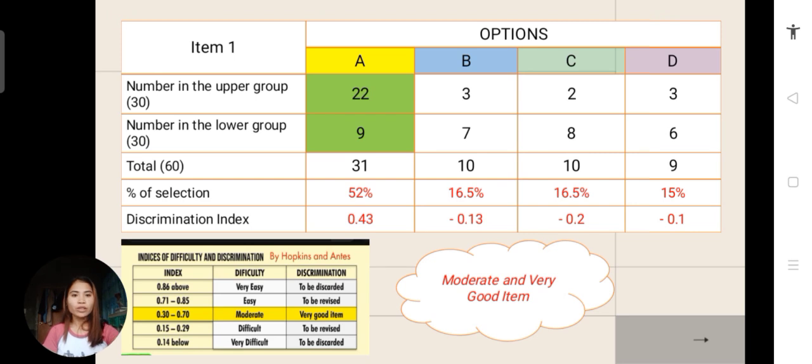And therefore, we can conclude that option A, the correct answer, has a moderate difficulty index and is a very good item since it lies in the 0.30 to 0.70 range, with a discrimination index of 0.43. All the other distractors, B, C, and D, are selected by more than 5% of the students, so obviously distractors B, C, and D can be considered fully functional distractors.